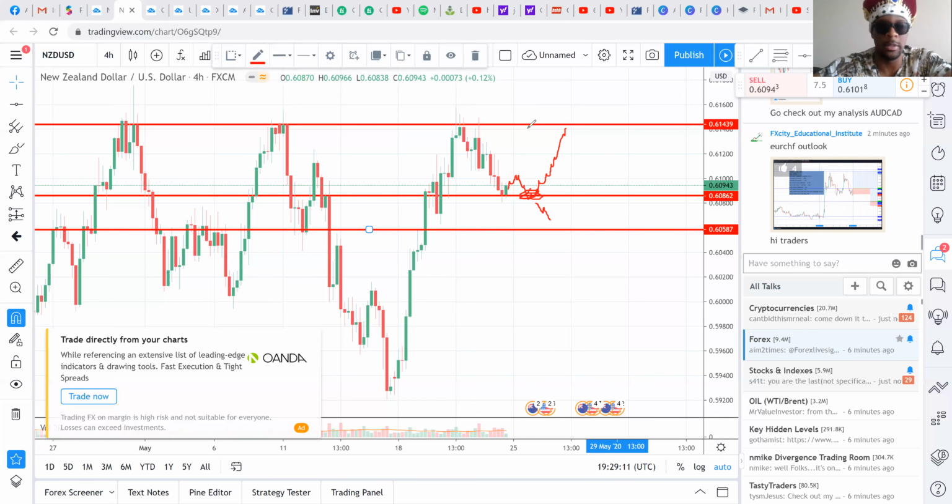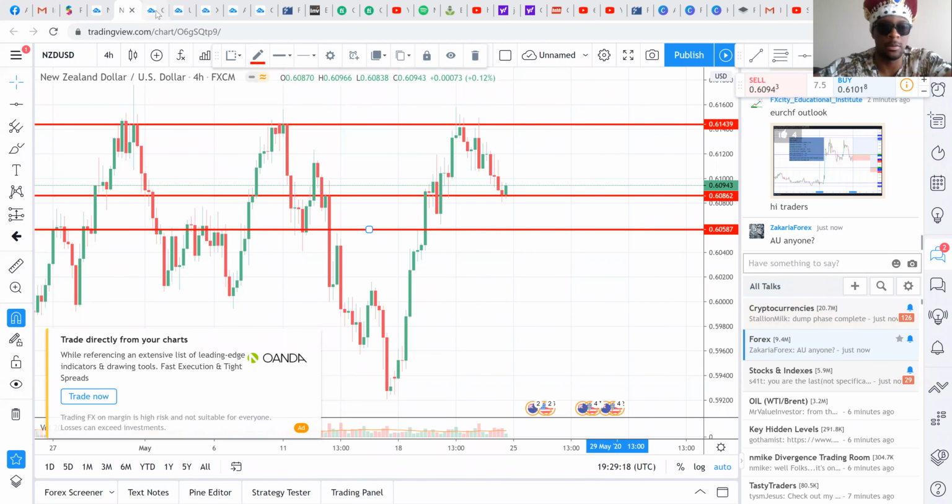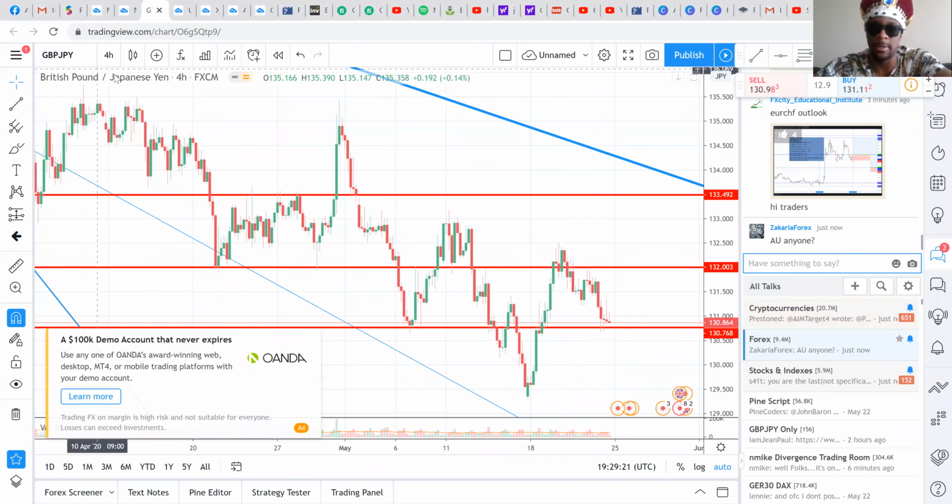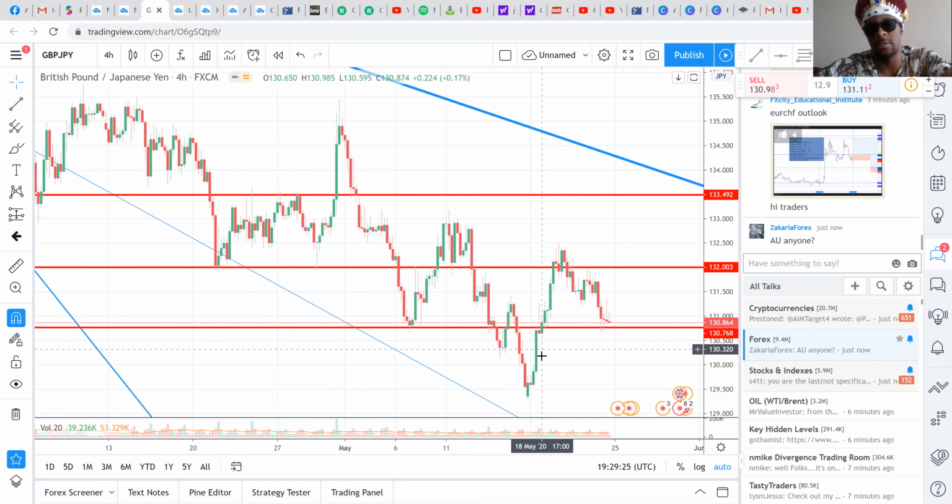So now let's look at the GBP JPY, man. This pair moves funny. So last week the pair rose up for like 3 days straight before it dropped down. So this week it's a new week. So let's see what's going to happen in the market.